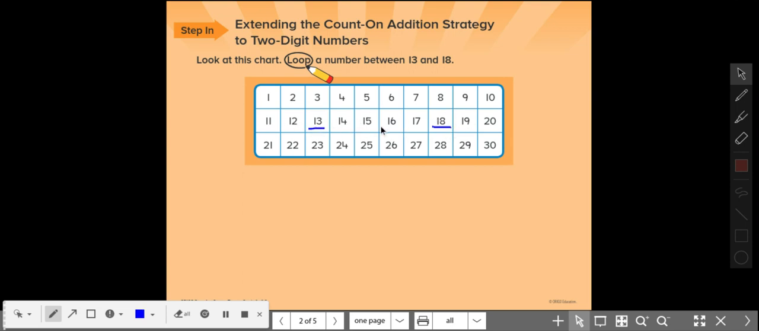So I could loop any of these numbers because they're all between 13 and 18. I could loop 14, 15, 16, or 17. Can I loop 18? Nope, because that's not between the numbers. Can I loop 13? No, it's not between the numbers.